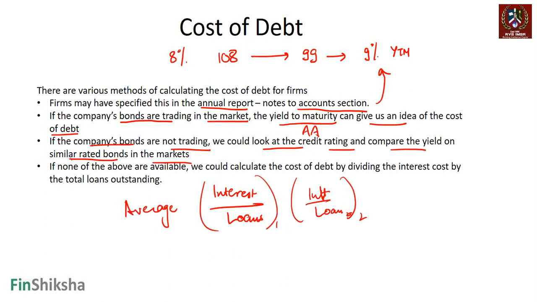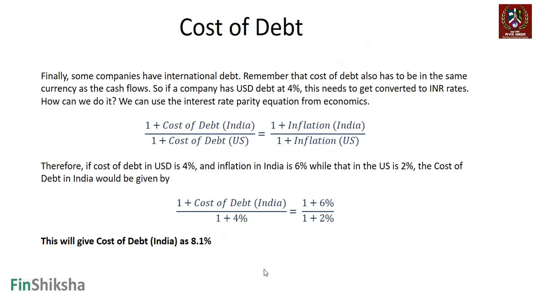It's always a good idea to do it across multiple years and then take an average, because otherwise only 1 year of results might distort the picture. In one of the years, maybe the interest cost was paid lesser or something. That doesn't distort your overall understanding of the picture. So that's what cost of debt should be, and that's how you calculate it.